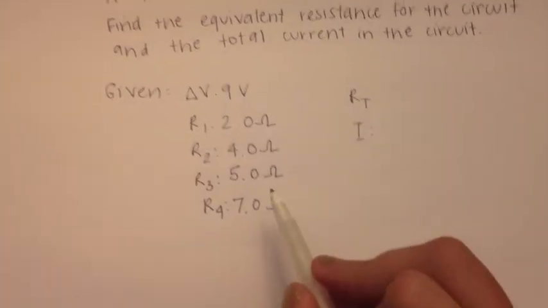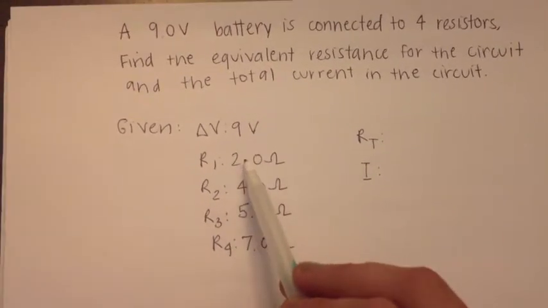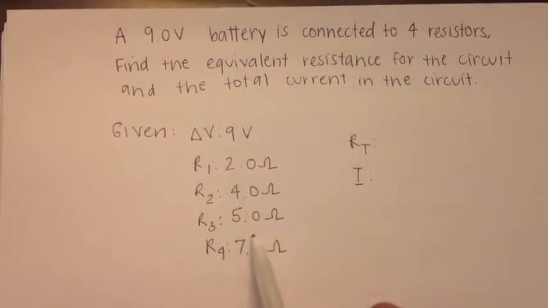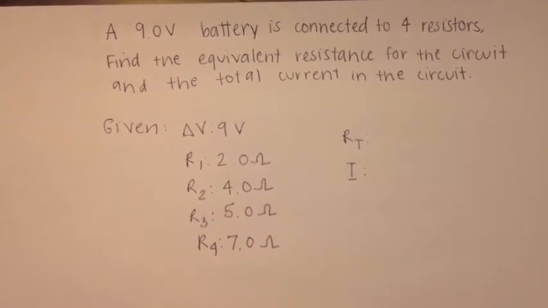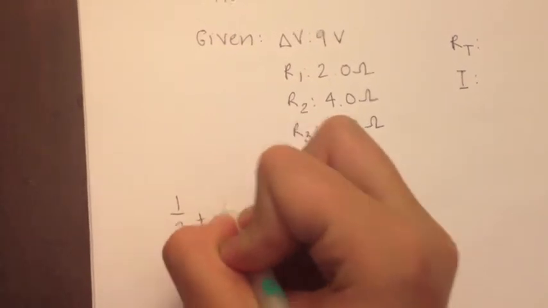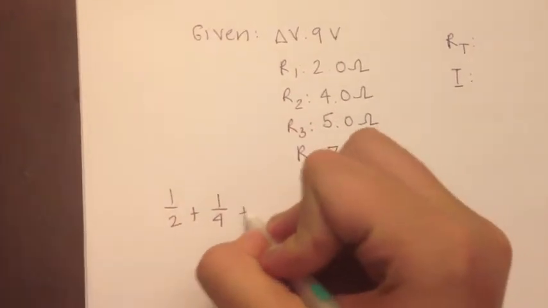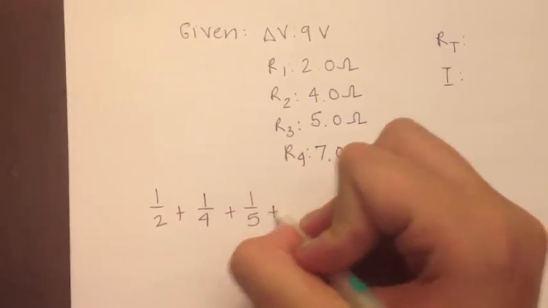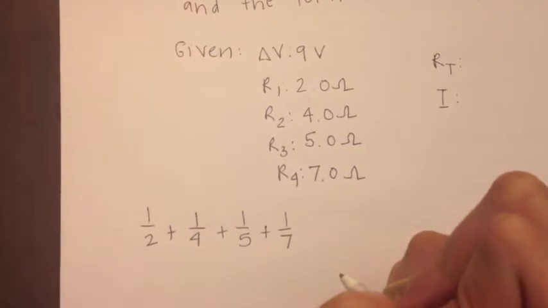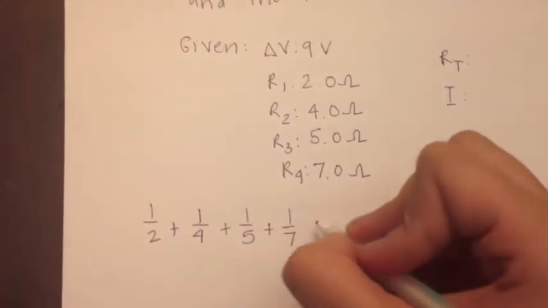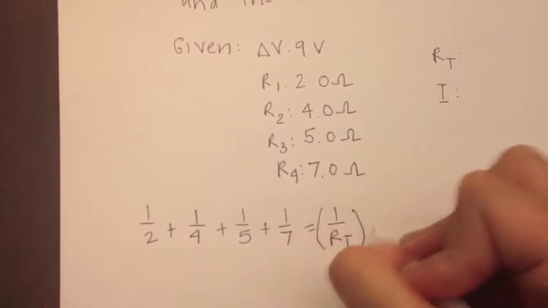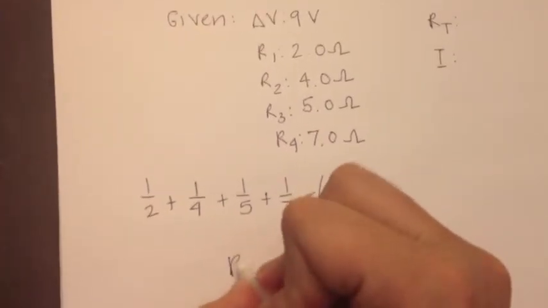Now the difference between parallel and series: in a series circuit you can just add all the resistances together to get the total. For parallel you have to do their inverses and then add them all together. So I'll need to do 1 over 2 plus 1 over 4 plus 1 over 5 plus 1 over 7, and then that is how I will find 1 over RT, but then I can just find the inverse of that to get me RT.